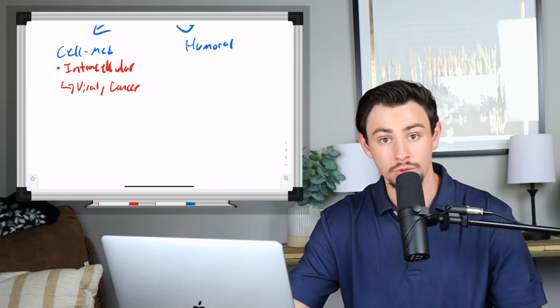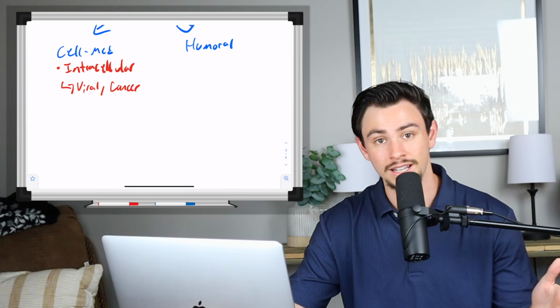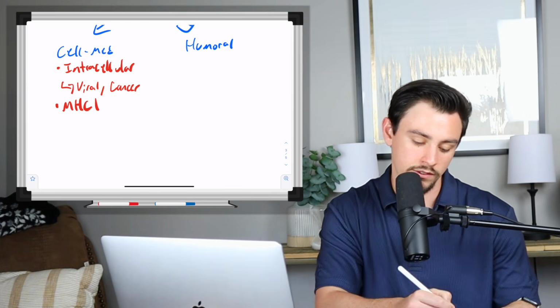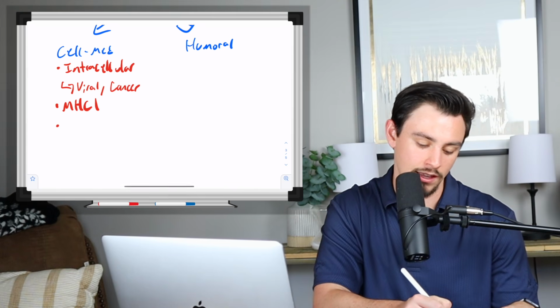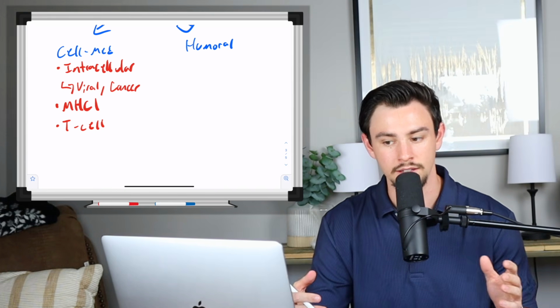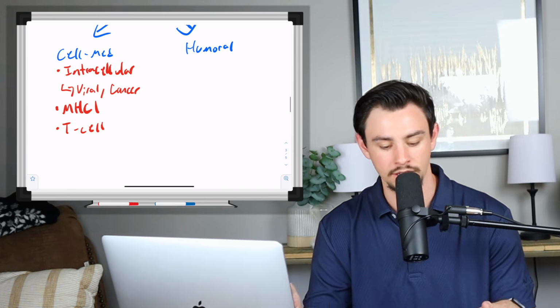So if we're going to kill something that's inside of the cell, what MHC complex are we likely going to be using, right? That should be MHC1. And then what cell actually does the killing? That would be a T cell. So that's why you'll hear some people call the cell-mediated system the T cell system. And it's pretty easy to think of it like that.